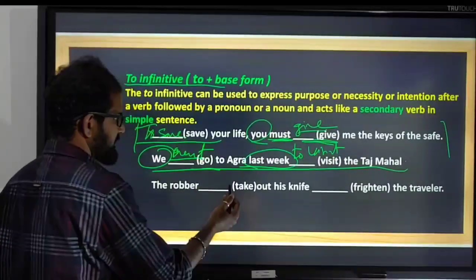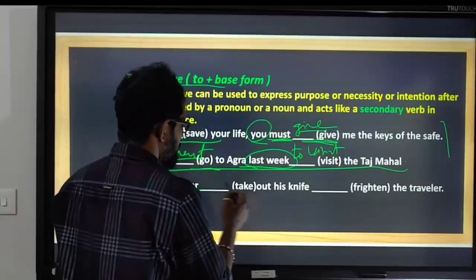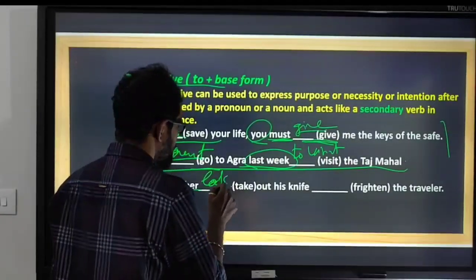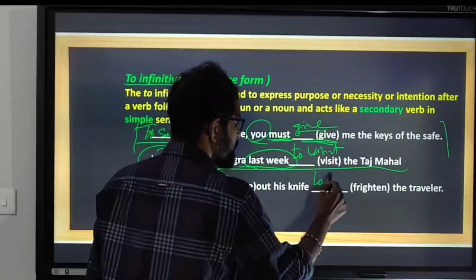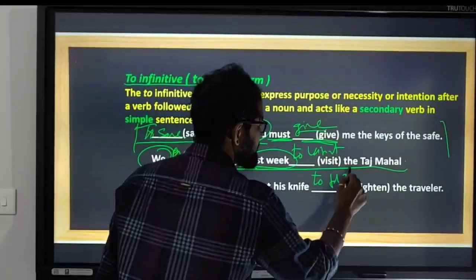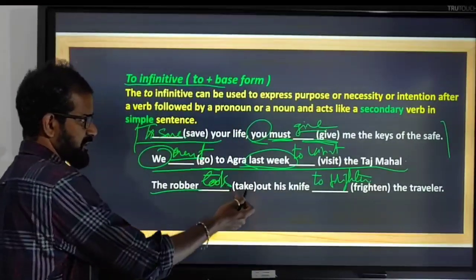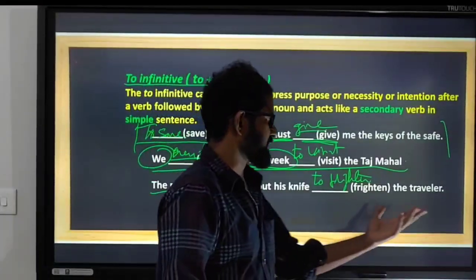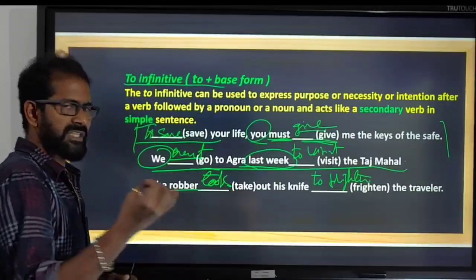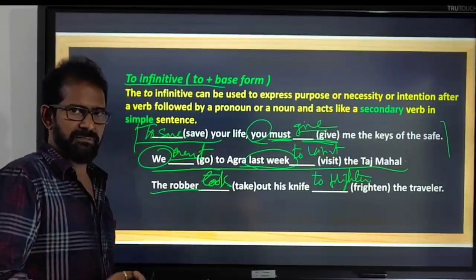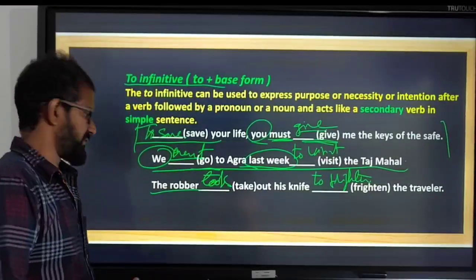The robber, subject, took out, V2, we use V2, took out his knife to frighten the travelers. The robber took out his knife to frighten the traveler. So this is how we use past participle, present participle, or as a gerund, and to infinitive.